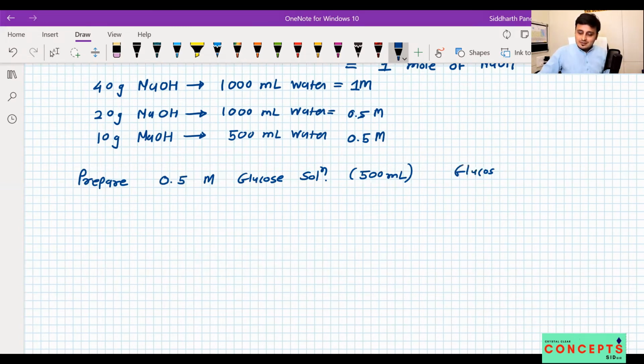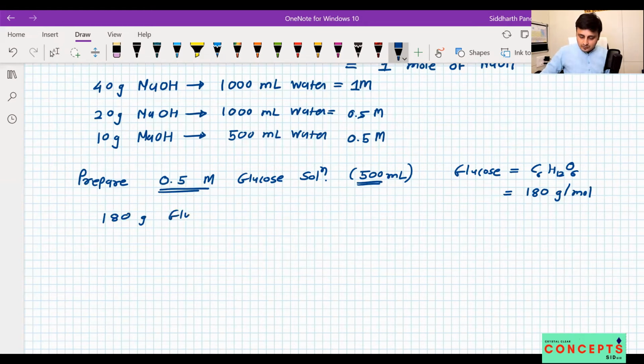Glucose is C6H12O6, and its molar mass is, if you calculate molar mass of glucose, it will come 180 gram per mole. So we have to start with like this. Our targets are 0.5 molar and 500 ml. But we have to start like this. Take 180 gram glucose on paper. Put in 1000 ml. You will be getting 1 molar solution.